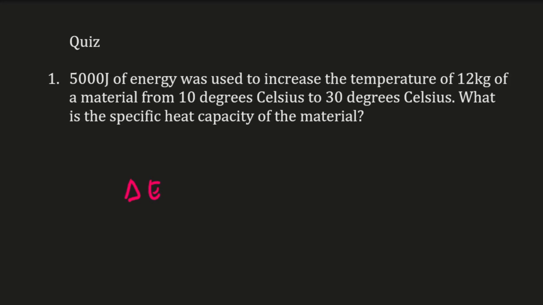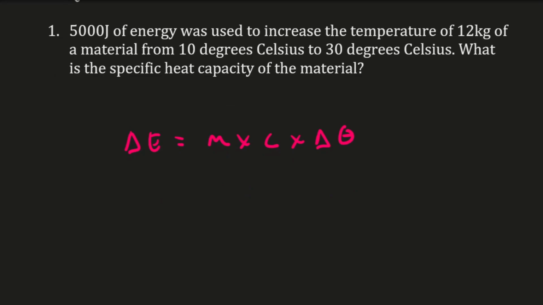So we have our formula that we write down here. So the change in thermal energy will be equal to the mass multiplied by the specific heat capacity C multiplied by delta theta. And so we can just take our numbers from our question here. So we've got 5,000 joules of energy. So the change in thermal energy was 5,000. That was the energy that was inputted into the material. And that's going to be equal to the mass of the material, which was 12 kilograms, multiplied by the specific heat capacity, which we don't know, multiplied by delta theta.